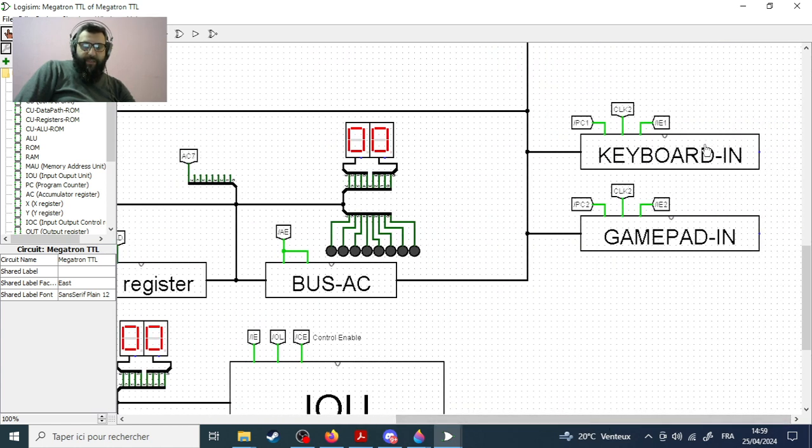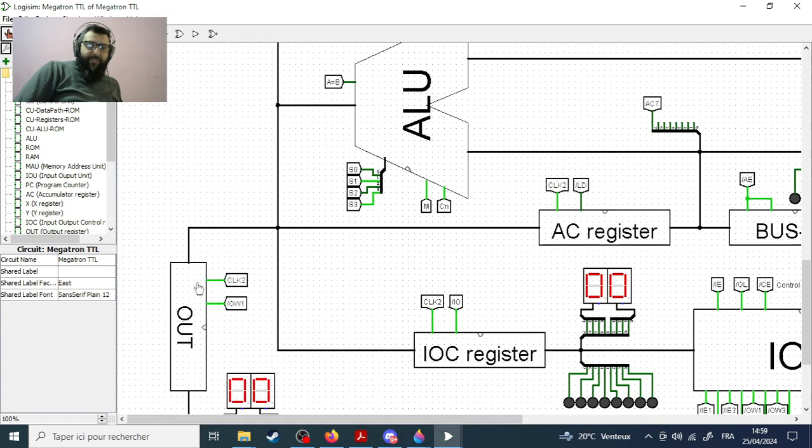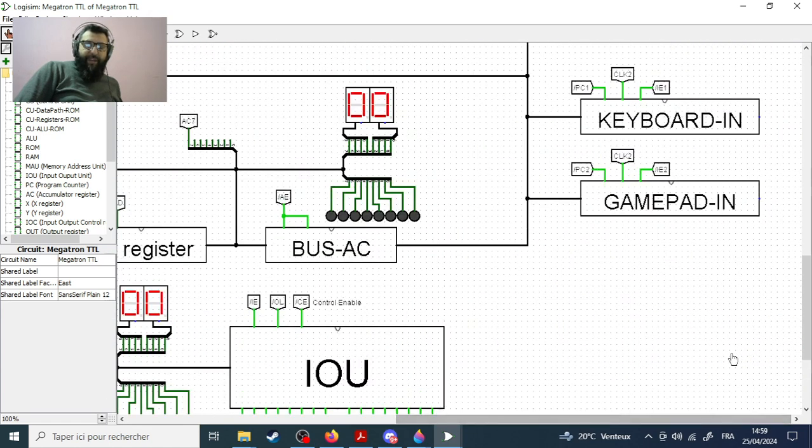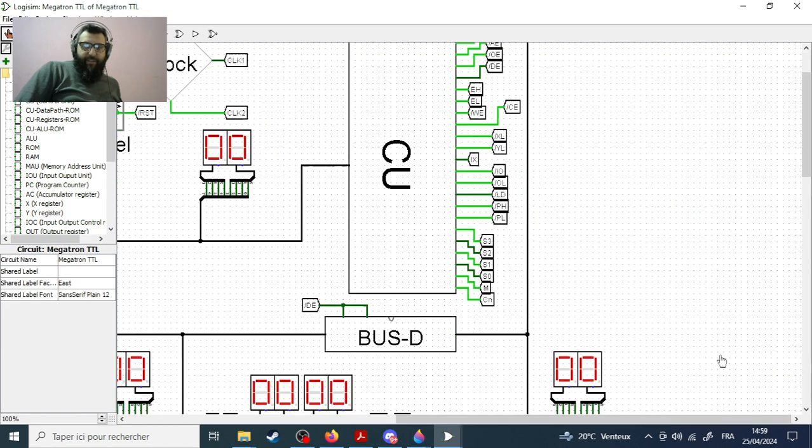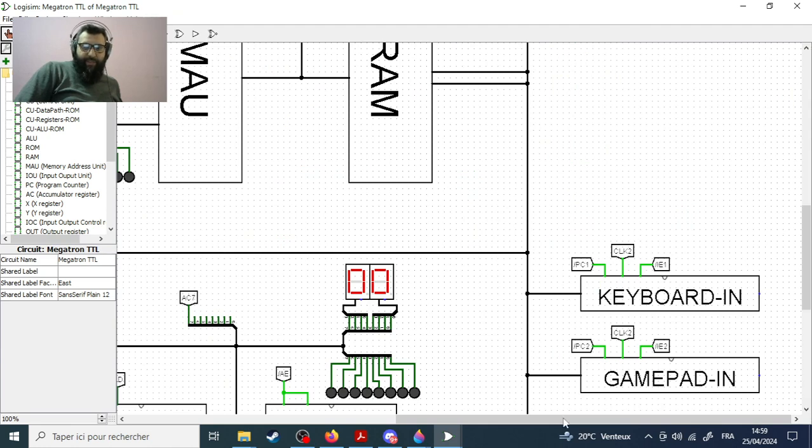For instance, here we have a keyboard and a gamepad. Each input device needs to use a signal to activate this input, an activation signal, a way to choose the signal, and a signal to enable the use of the input.